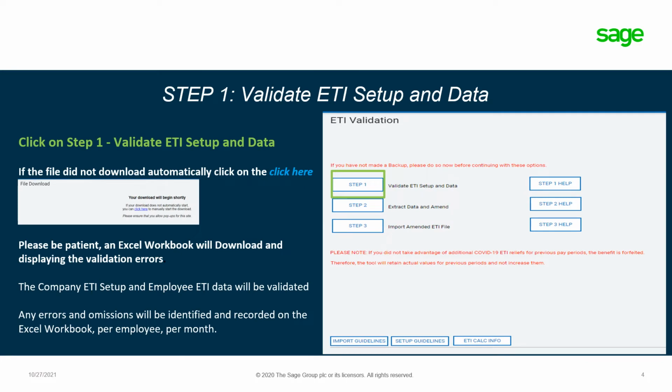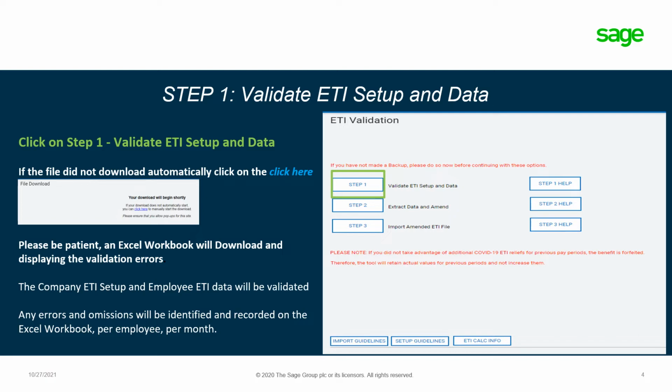The ETI validation utility consists of 3 steps. Step 1. Validate ETI setup and data. Step 2. Extract data and amend. Step 3. Import amended ETI file. Click on Step 1. Validate ETI setup and data.